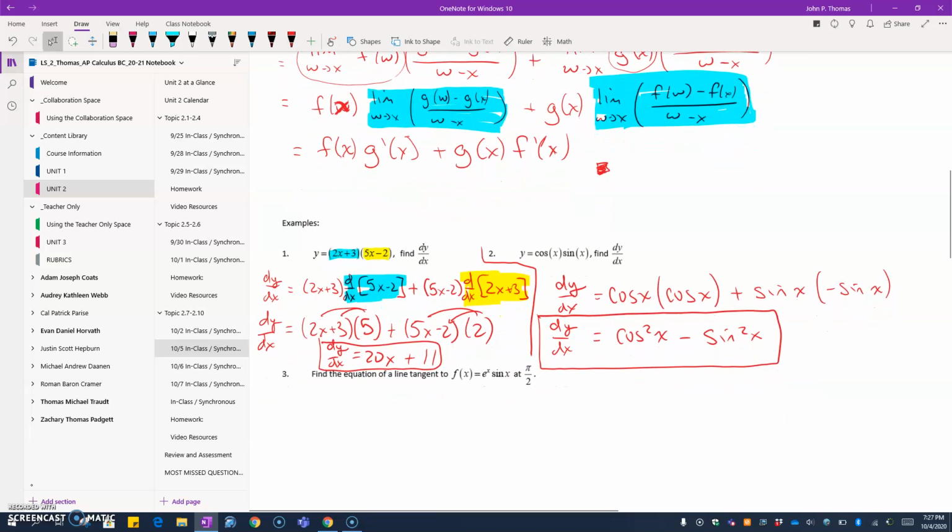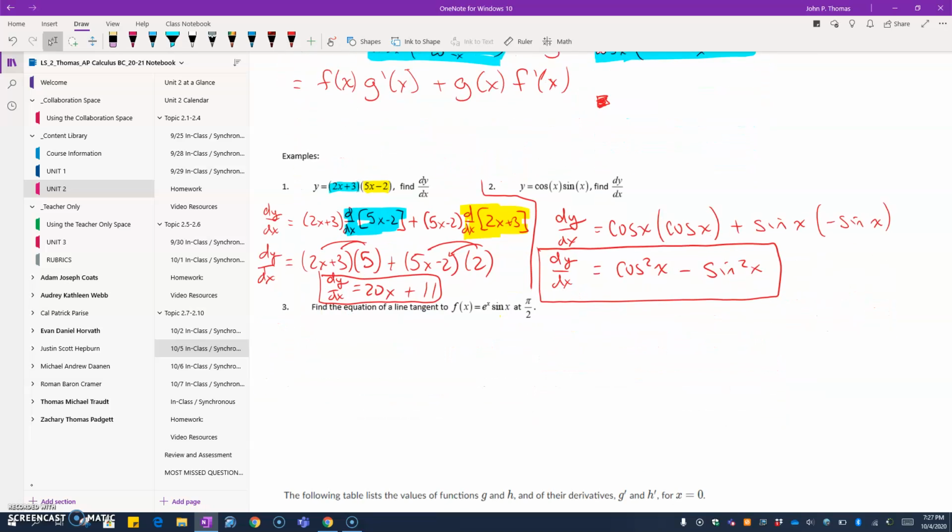Now, we'll take a look at one more example of these right here. And it is: find the equation of a line tangent to f of x equals e to the x sine x at pi over 2. All right, so this is a tangent line. So like always, we're going to go over here and say we need a slope and we need a point. All right, I think the point's always the easiest one to find.